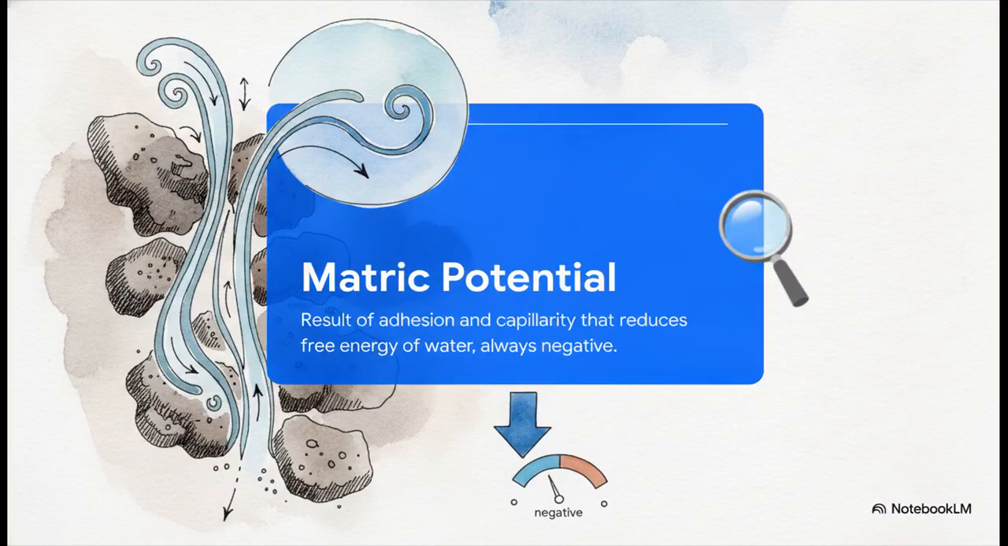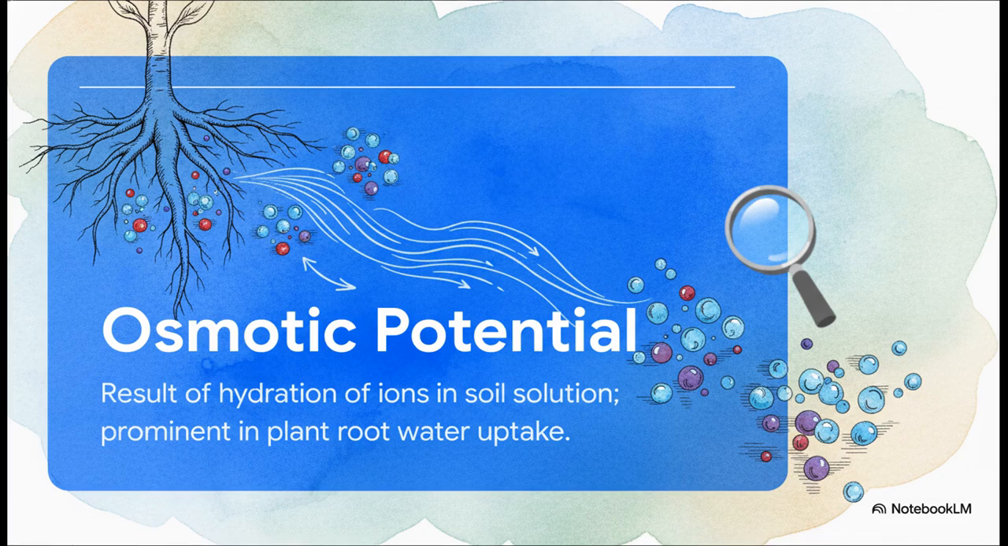Next up is matric potential, and this is where things get really interesting. This comes from adhesion, so the soil solids physically grabbing onto the water, and capillarity, which is driven by the water's own surface tension. Because these forces are literally restricting the water and reducing its free energy, matric potential is always a negative value. Then we have osmotic potential.